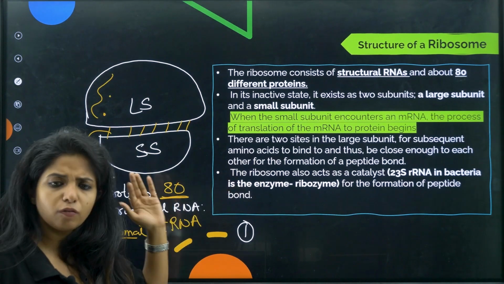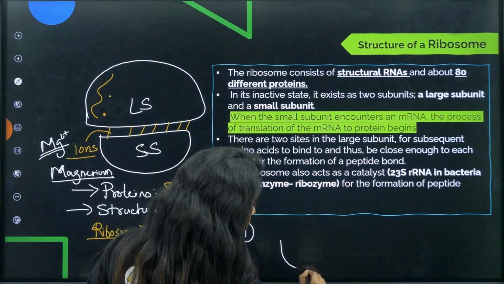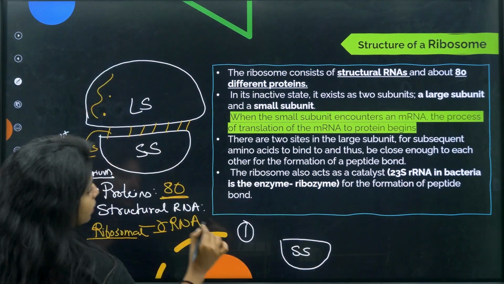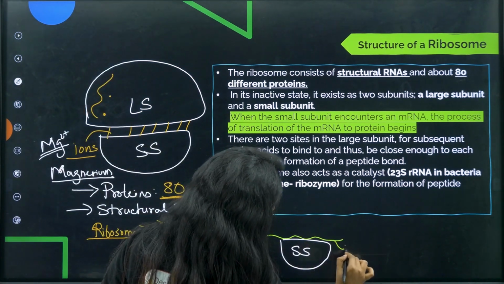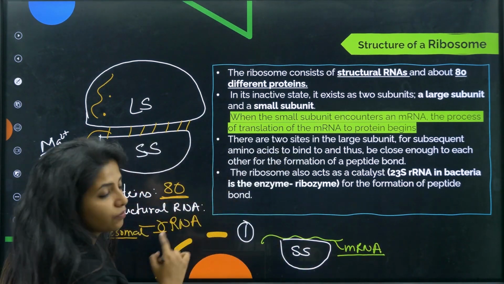Now everything is set. Now we just have to start off the translation. And when you say you are starting off the translation, that means there is a small subunit, and this small subunit has come in contact with the mRNA. So this is the first step.